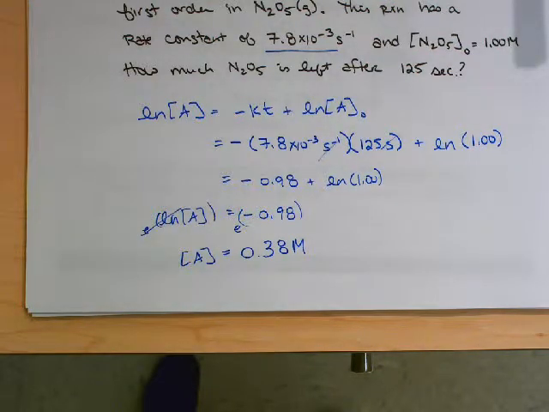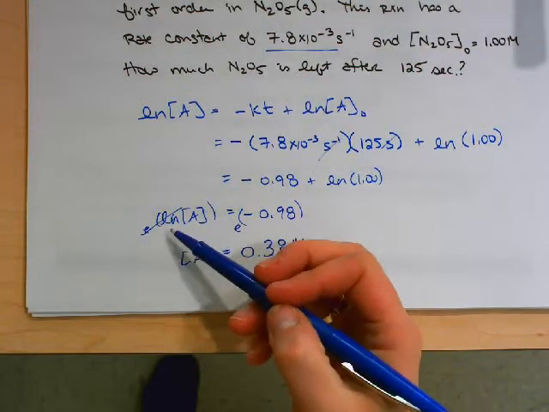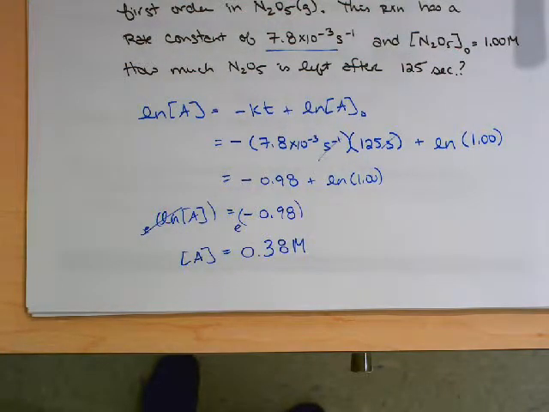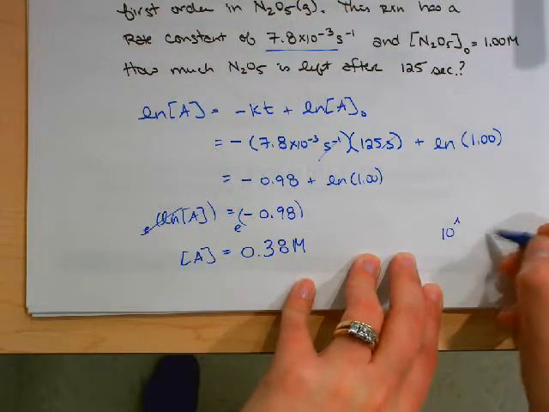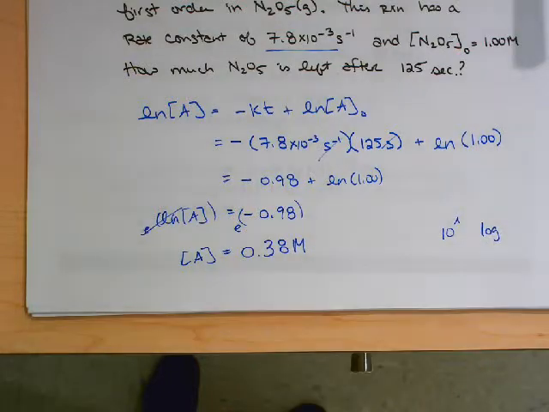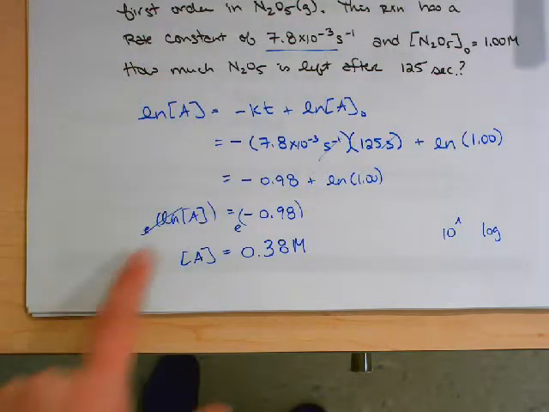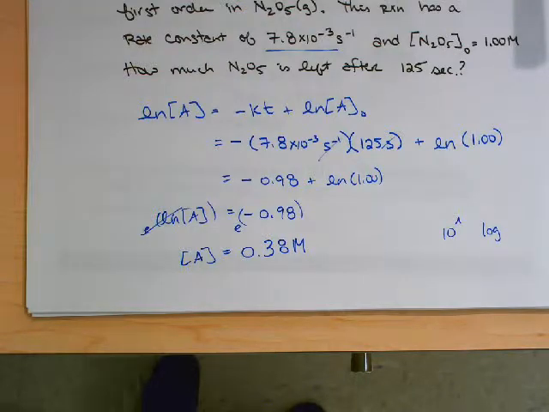Yeah. Yes. Yep. So little e and ln are opposite, so they cancel out. 10 to the is the opposite of log. So if you see a log, you got to do 10 caret. E and natural log go together. Yeah. Feeling good? Feeling good about that?